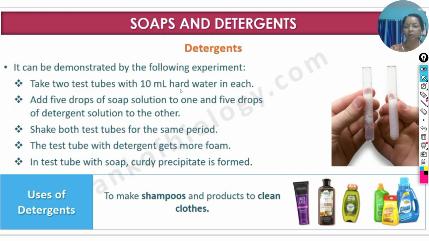Now, that can be demonstrated by an activity. We can take two test tubes with hard water. In one we use soap and in the other we use detergent. In the case of detergent, you will get more lather. Then uses of detergents. They are used to make shampoos and products to clean clothes. These are some of the products made from detergents.